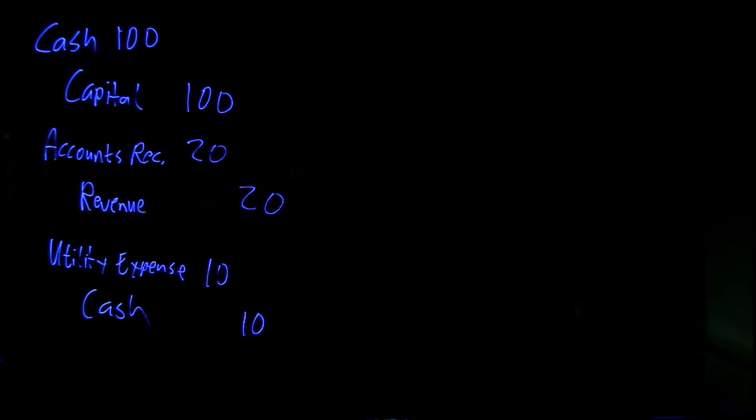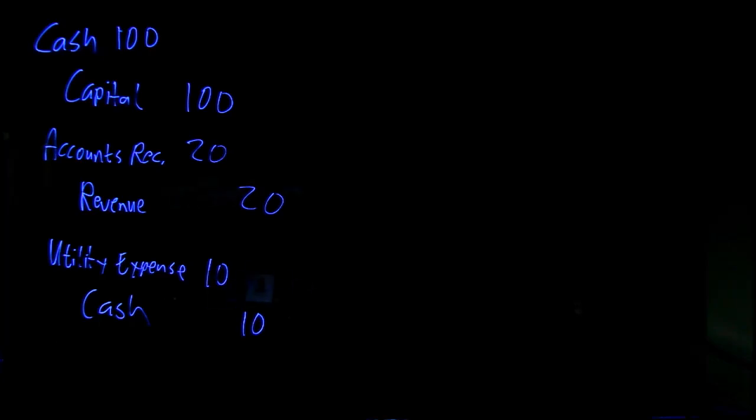Right, let's take a look at posting to the ledger and preparing a trial balance. So here we have 3 transactions, a really simple example. We have cash and capital, so we started the business and invested some money. We earned some revenue on account, so we debited accounts receivable and credited revenue. And then we paid off some utility bills, so we debited utility expense and credited cash.